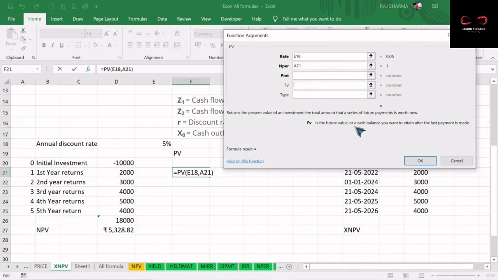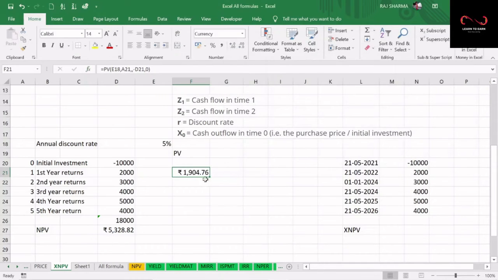Now future value is this 2000, and here we need to take care that we give this future value in negative to arrive at the present value in positive. Otherwise this present value will come in negative. So put a negative mark there. And then the type is whether this is at the beginning. If it is at the beginning of the period, then 1, or if it is the end of the period, you can put 0. You can leave it blank also, it will automatically take 0.